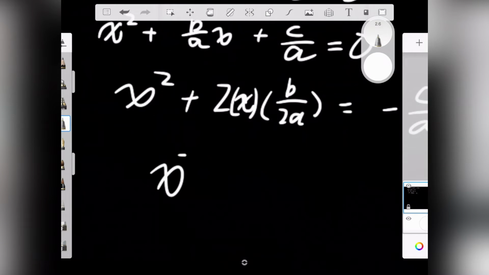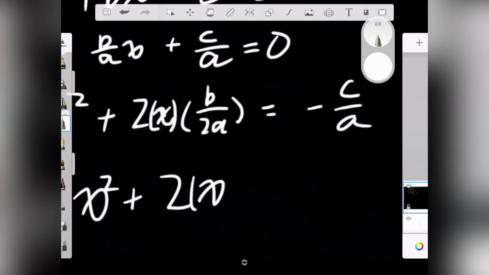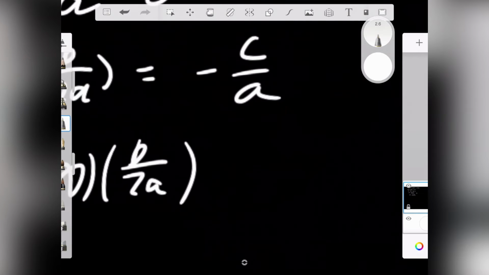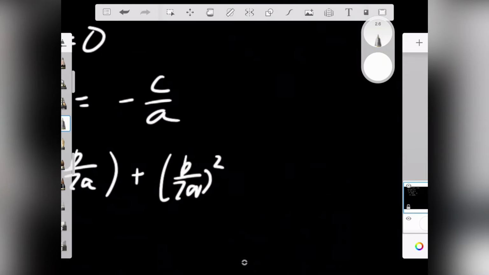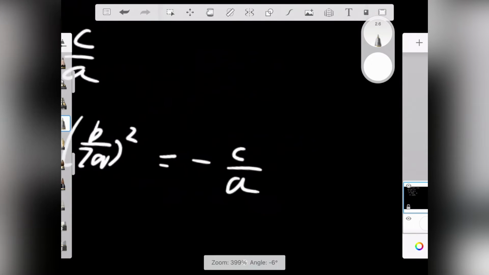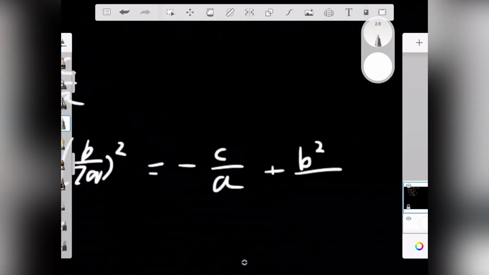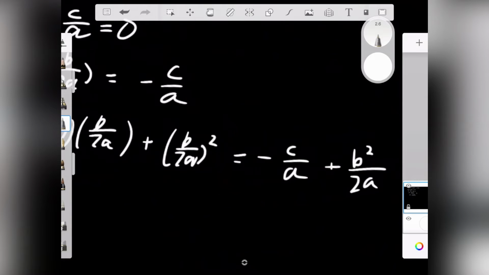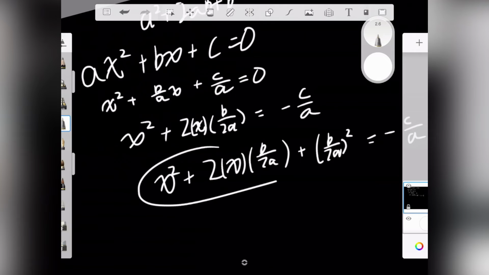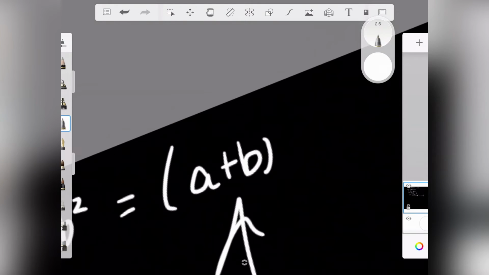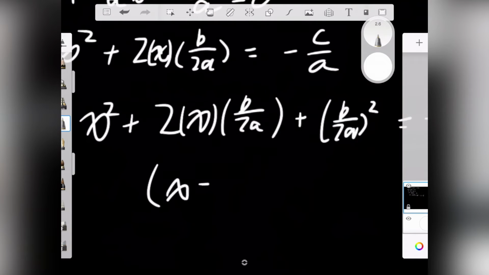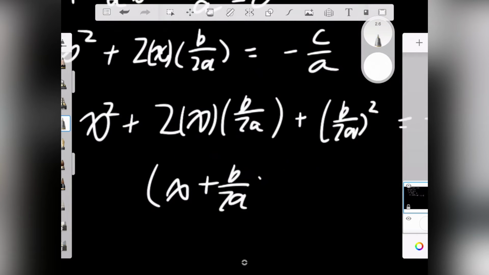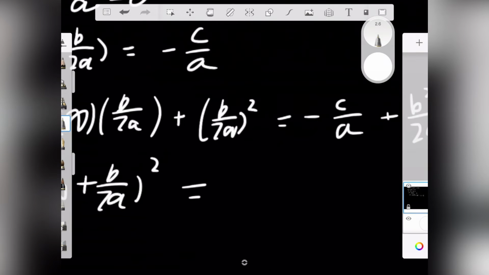What we have to do is x squared plus 2x b. We somehow forcefully add this. Now plus this, on the right hand side you also have to add it to keep the equation balanced. Now after that, pretty good, we can make it into the identity, which is x plus b divided by 2a, squared, equals this.